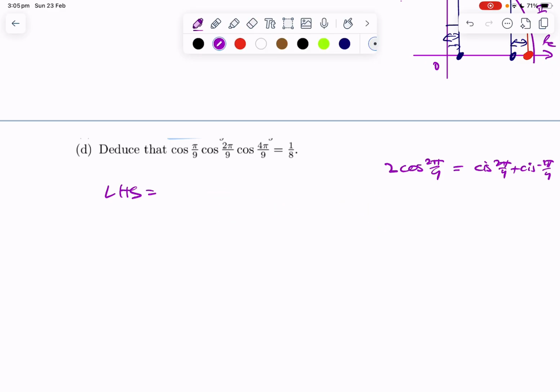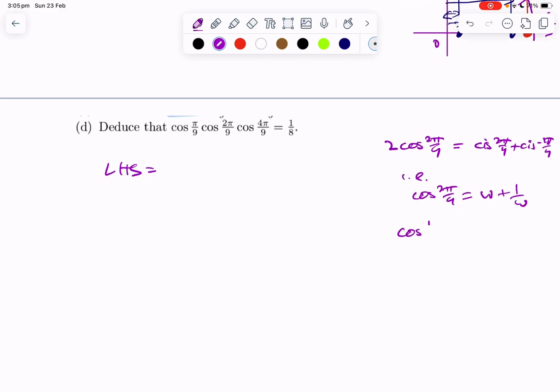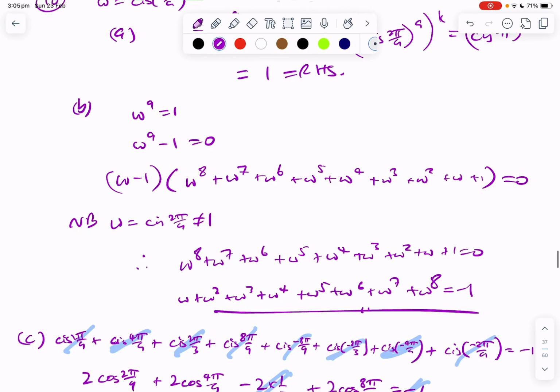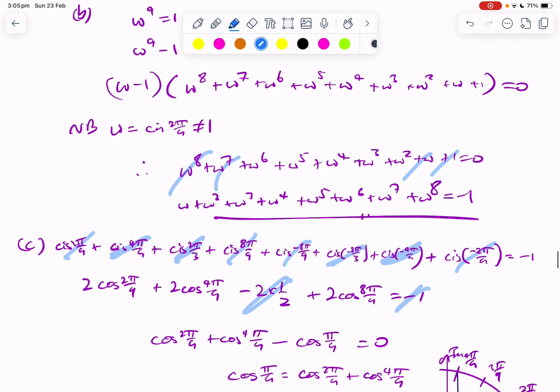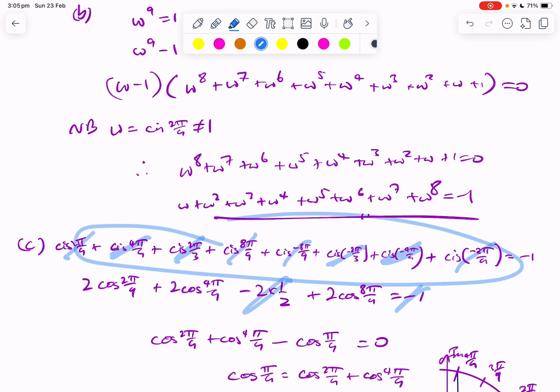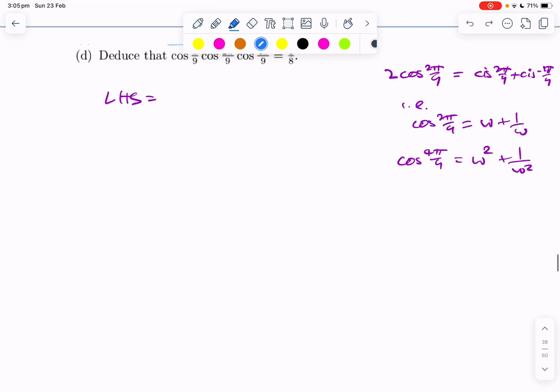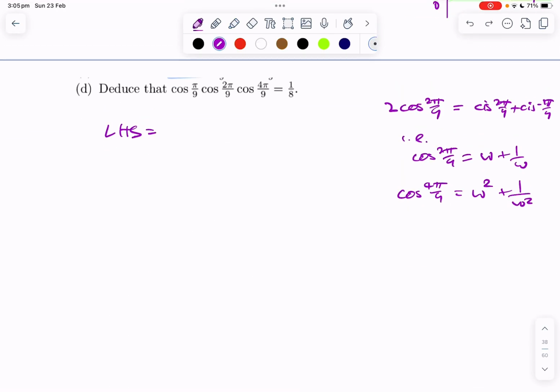Okay, let's just set it out better. So, i.e., the cos of 2 pi on 9 is omega plus 1 on omega. Similarly, the cos of 4 pi on 9 is going to be omega squared plus 1 on omega squared. But, I mean, we sort of did that. That was what was going on up here when we were matching these things. So I'm doing the same work again. There's probably a smarter way to do this, but I'm just going to go back to that.